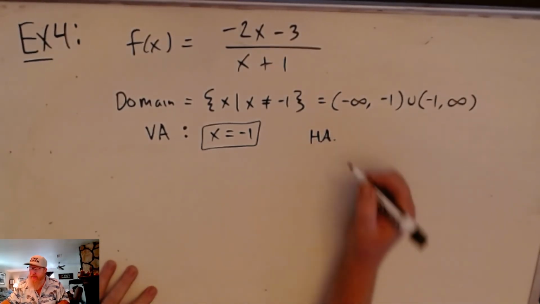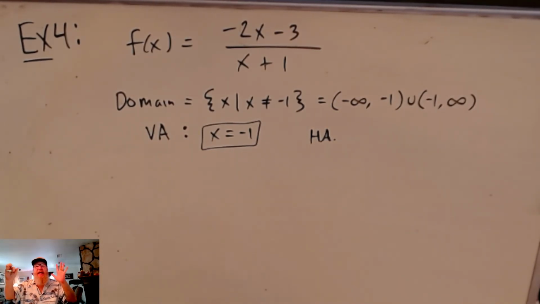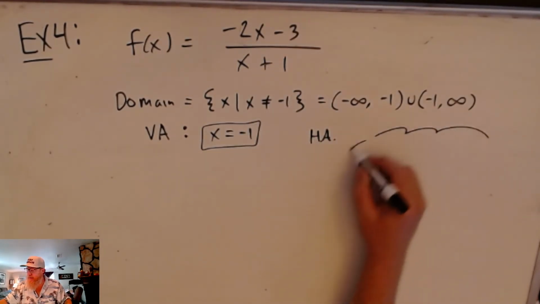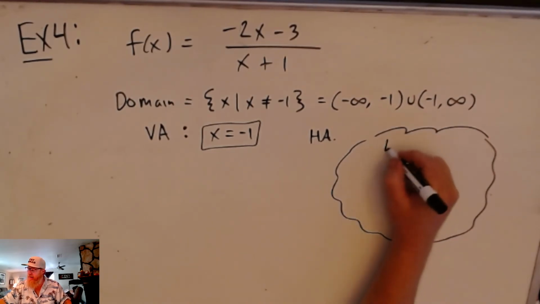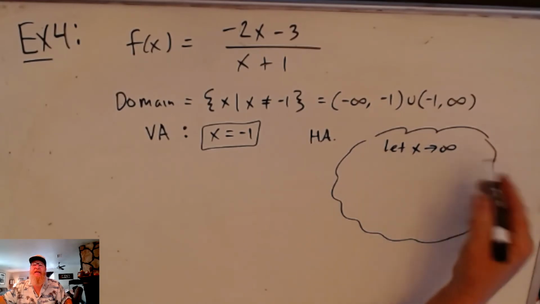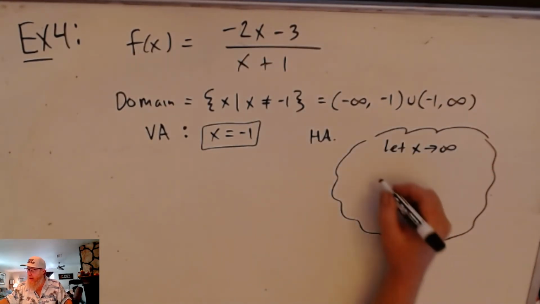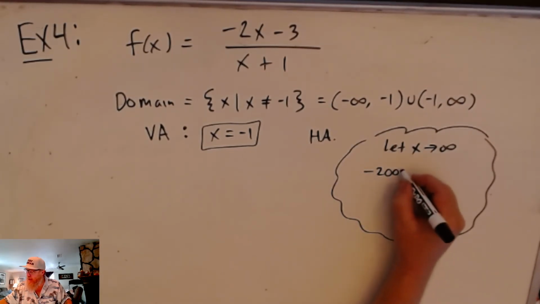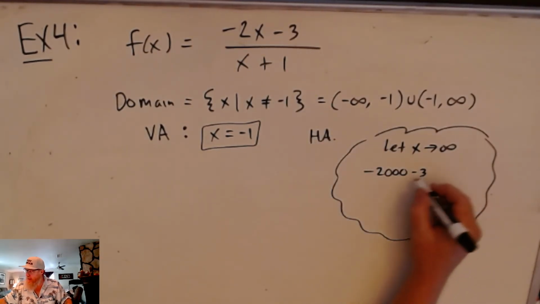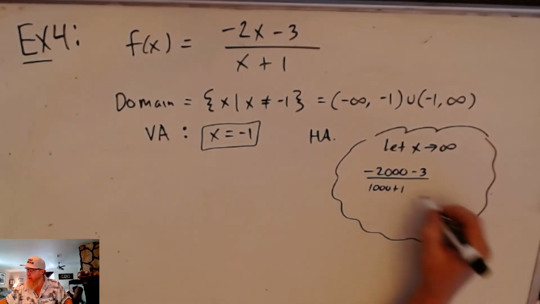The horizontal asymptote. Now, again, you can do this mentally. Let x get very, very large. So let x go towards infinity. Again, you can't really plug in the symbol infinity, so you can use 1,000 or something. So that would be 2,000. If you plug in 1,000 minus 3 over 1,000 plus 1.